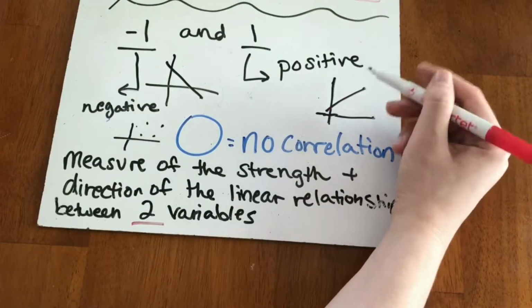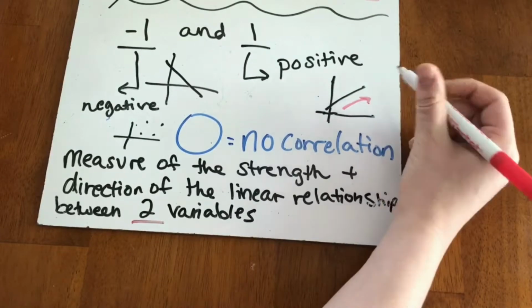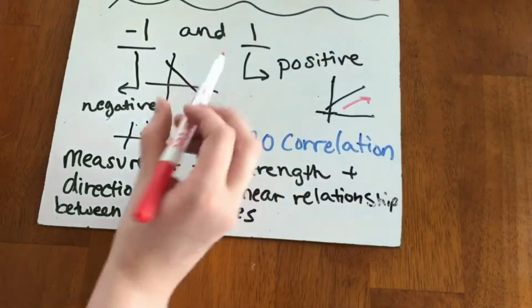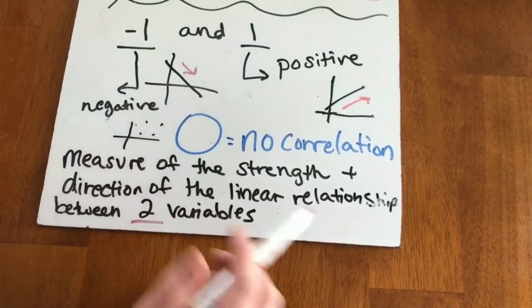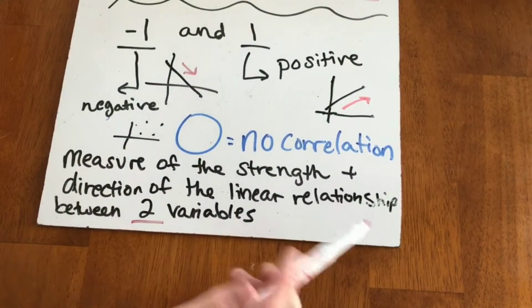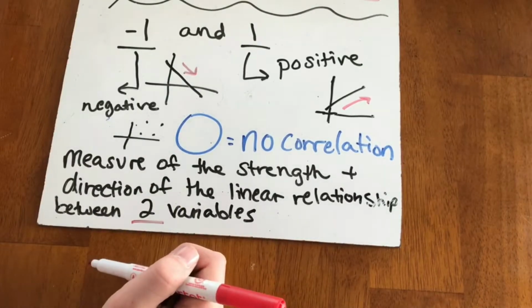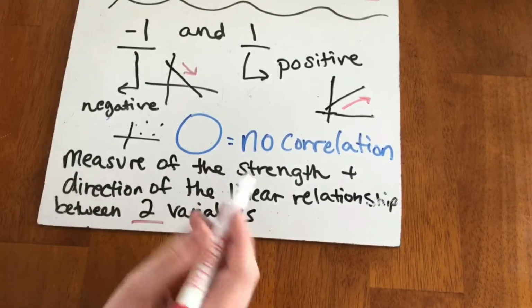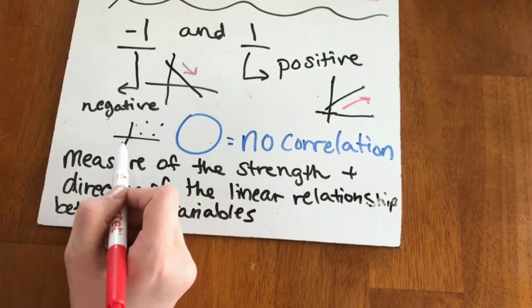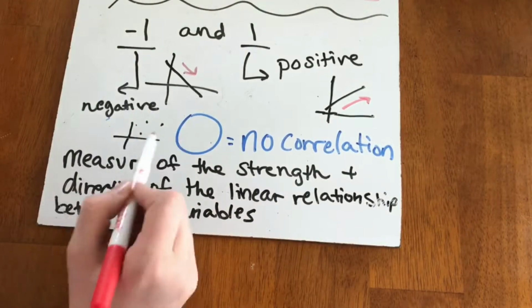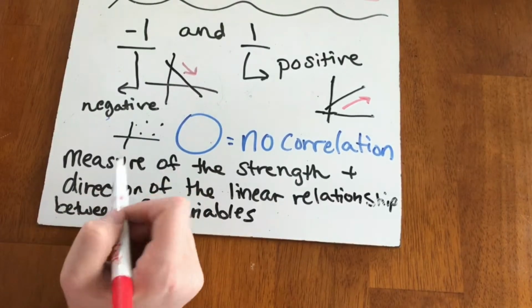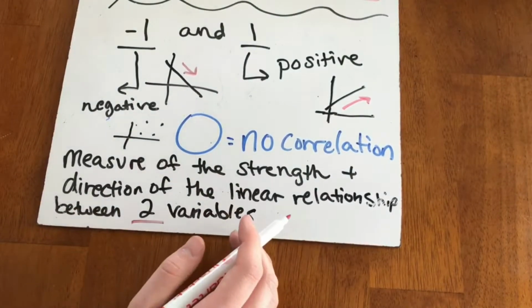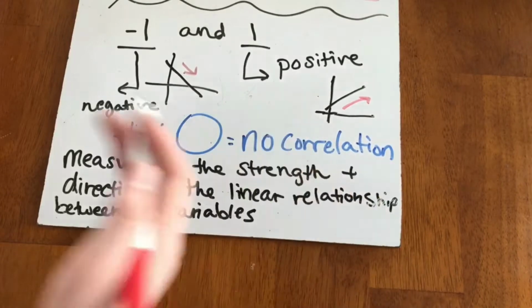This is a perfect correlation in a positive direction and negative. Now, if we have 0, that means there is no correlation, meaning there isn't really a linear relationship between two variables. So I kind of drew just a regular graph, and I put scattered points all around because there's no correlation if you have the number 0.